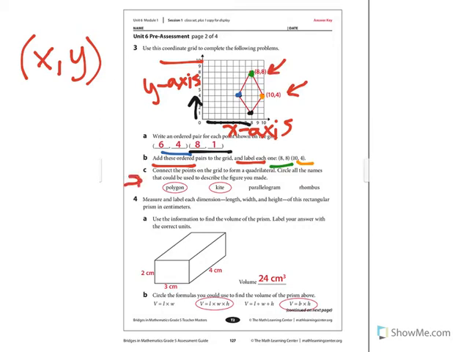Part C. Connect the points of the grid to form a quadrilateral. Circle all the names that could be used to describe the figure you made. Connect the points means to draw lines in between them. You see that they've done this, and now we've created a quadrilateral.